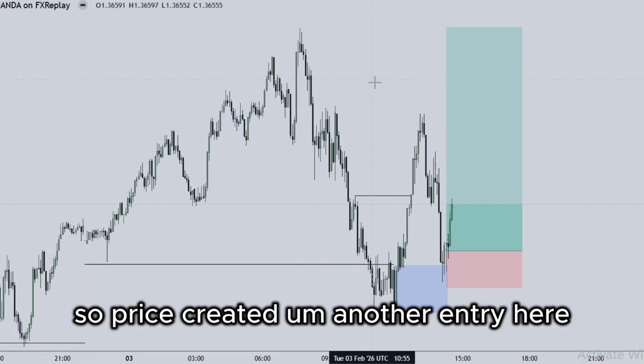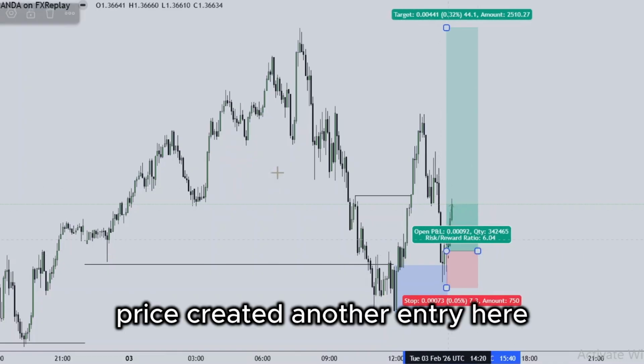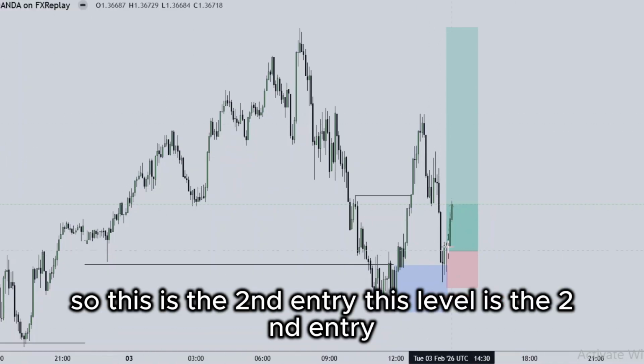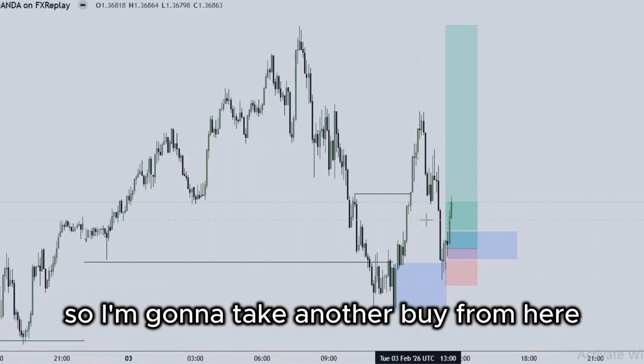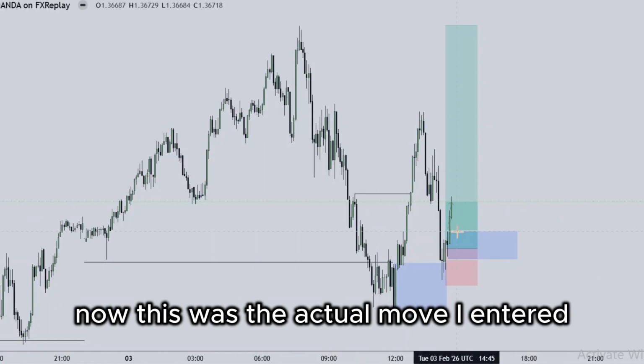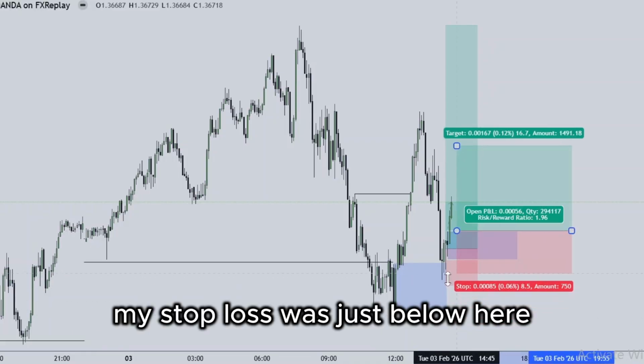So price created another entry here. So this is the second entry. This level is the second entry. So I'm going to take another buy from here. Now this was the actual move I entered. My stop loss was just below here.